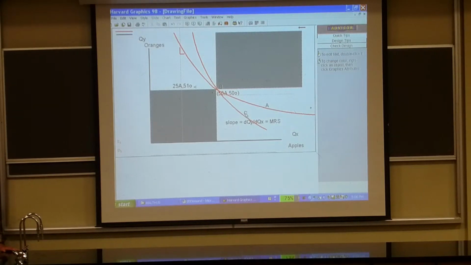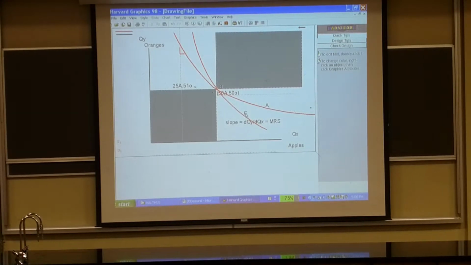If they intersect, transitivity would imply that A is indifferent to C. A can't possibly be indifferent to C, therefore that's a contradiction. Indifference functions can never intersect. Never. All right. Okay then.